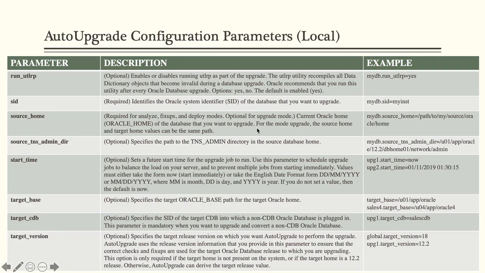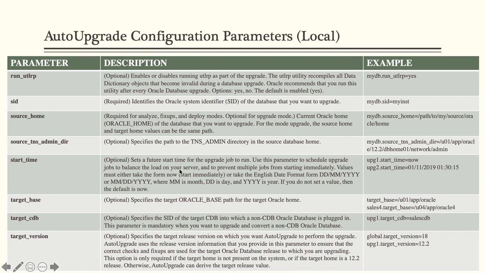So what's the source Oracle home? Then your TNS admin directories, if they are elsewhere, you can mention where the source TNS admin directories are. You can read the description as well as the example of the way we specify it. So whatever is the local prefix, like upg1.source_tns_admin_dir equals wherever it is, if at all, if it is not in a default location.